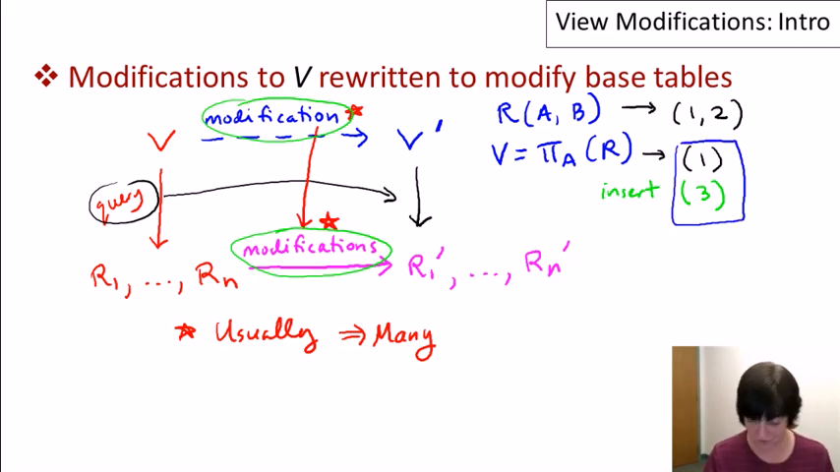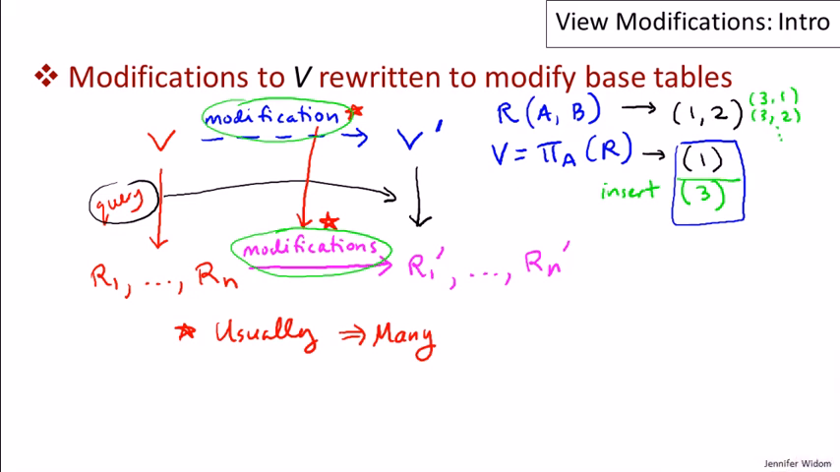Well, we can certainly do that. The problem is, what exactly do we insert? We could insert, for example, 3-1, we could insert 3-2, and so on. So there's actually an infinite number of translations that will create the tuple 3 in the view.